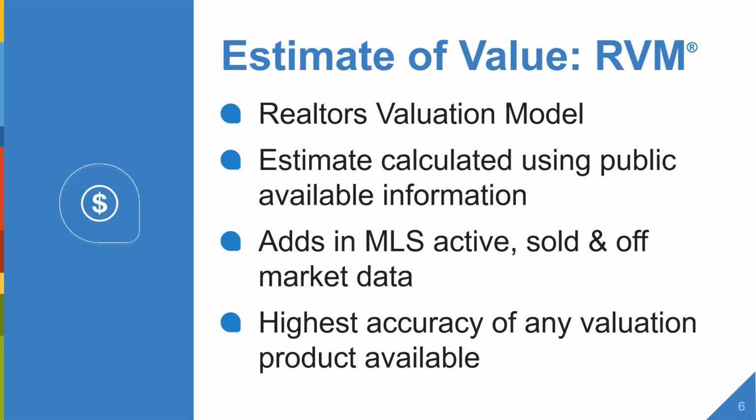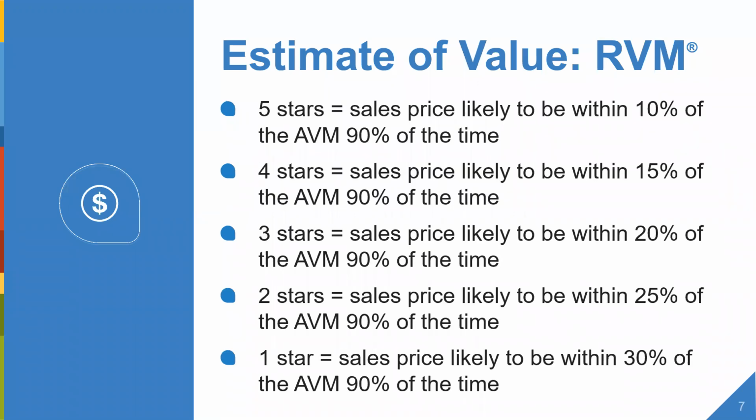Now, when we're looking at these, there's going to be different star ratings. And of course, this kind of feels a little bit like that scene in Anchorman. 60% of the time, it works all the time. But with 5-star ratings, that means the sales price is likely to be within 10% of the estimate 90% of the time. Next step down, 4 stars is going to be within 15%. Within 20% for 3 stars, 25, 30%.